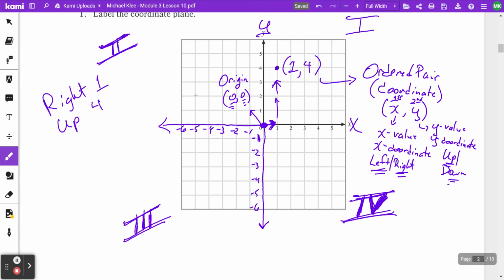All right. Now, let's say I had a point hanging out over here. This guy. What is its ordered pair? Well, first and foremost, I'm heading to the left of the origin, right?